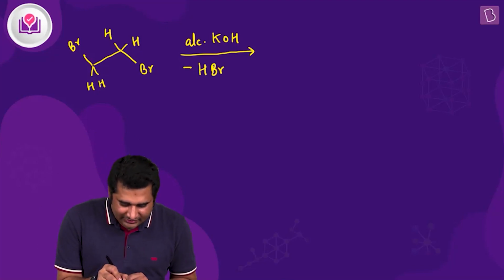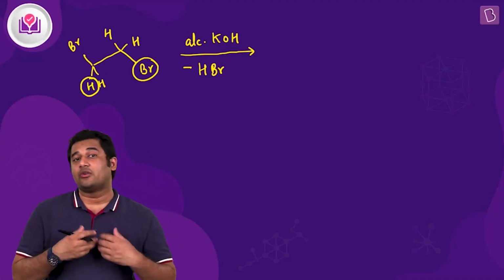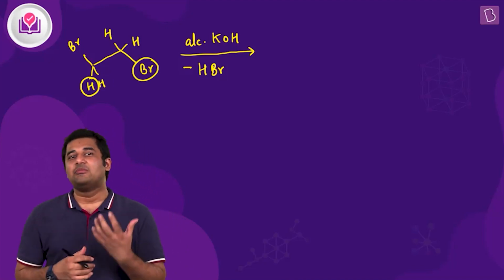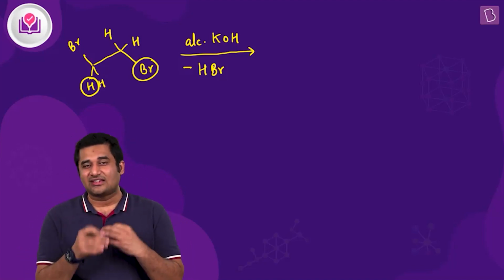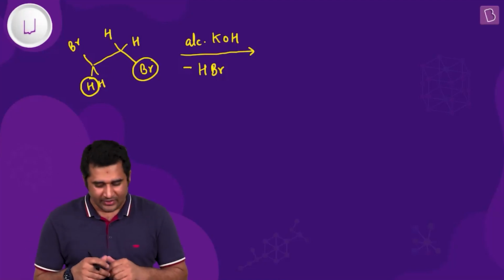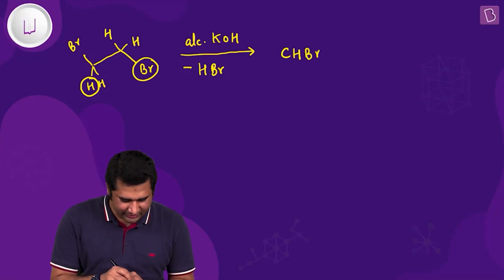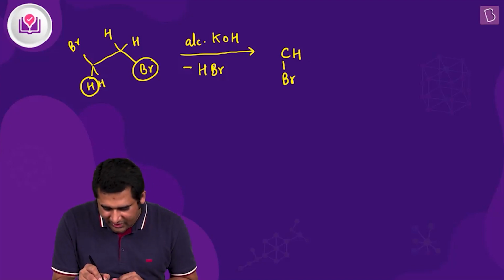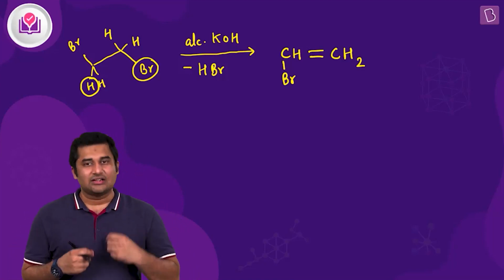Clear? Obviously, if this Br is getting eliminated, then this H is getting eliminated along with it. So this HBr will get eliminated. This HX or HBr is called hydrobromic acid. Clear? So now what you will get is CH, and then Br is there. In fact, let me write this Br in a different way. So you can say CHBr, a double bond will come now, and here we have CH2. So this is what you will get as a product.